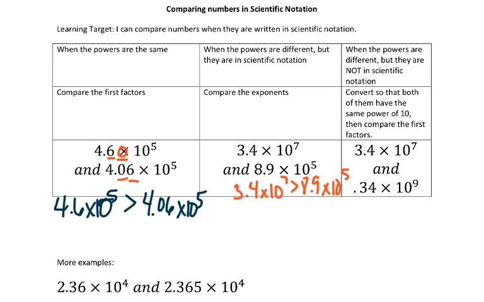Now, when the powers are different, but they're not in scientific notation. So if you look at this example, 3.4 times 10 to the 7th matches all of our rules for scientific notation. But 0.34 times 10 to the 9th does not. So our job is to convert, so both of them have the same power of 10, and then we compare the first factors. So that's one option. The other option is to put them both in scientific notation. So let's write that down. We can, or put both in scientific notation.